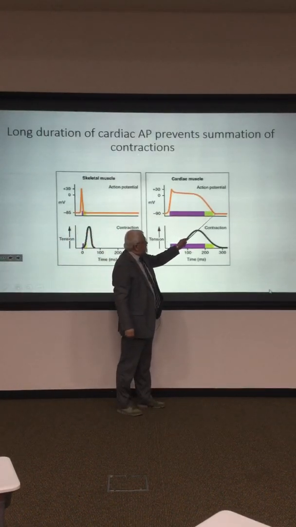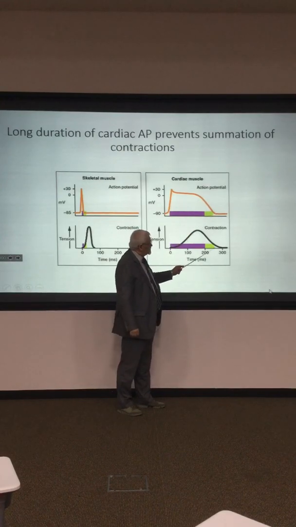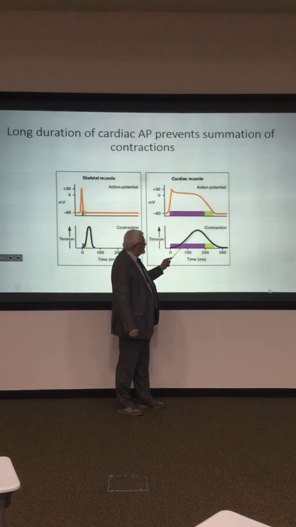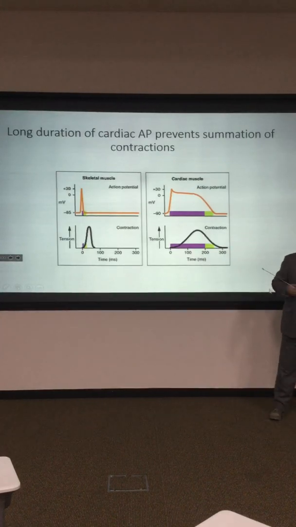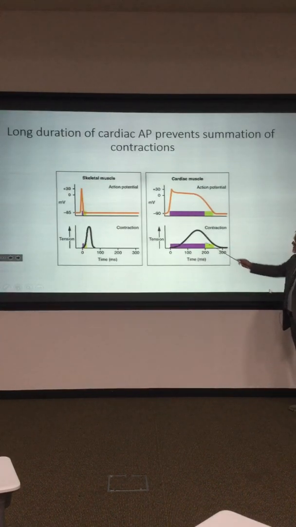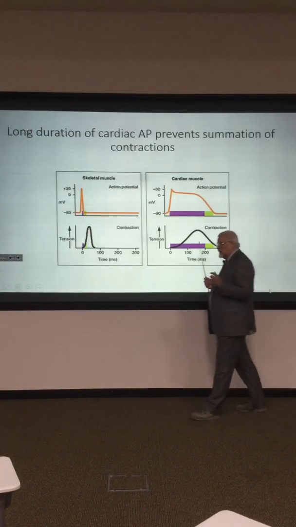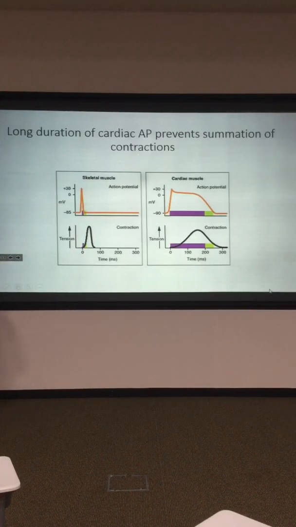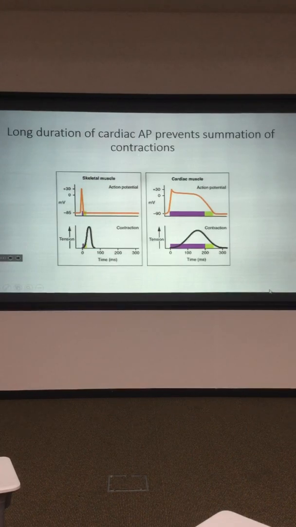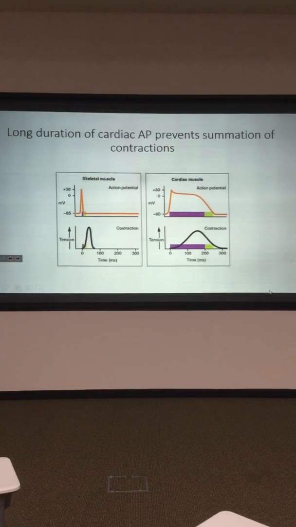So if another action potential is generated somewhere here, a twitch will be triggered, but that twitch will never summate with this one, at least with the peak. So there might be some increase in the diastolic pressure, but not much. So that's the essence. Why do we need a long action potential in cardiac myocytes? Why do we need an action potential in the first place? To trigger contraction. Why do we need it long? To ensure that the contractions are not summated, that they are phasic, they are twitches in cardiac muscle.